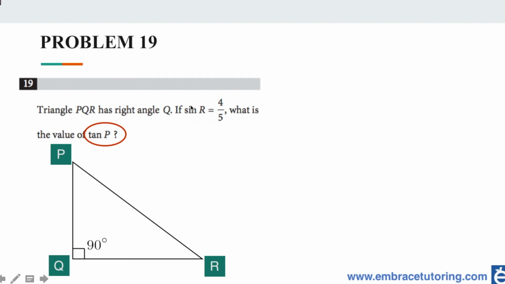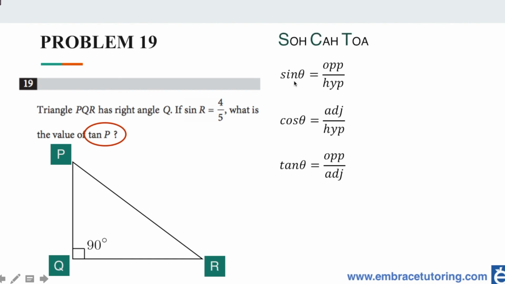It does then say if sine of R equals 4/5, what is the value of tan of P? The moment you see sine or cosine or tangent, you immediately want to recognize SOHCAHTOA. And quick recap: sine of theta equals opposite over hypotenuse, cosine of theta equals adjacent over hypotenuse, and tan of theta equals opposite over adjacent. So the question is asking, what is tan of P if given sine of R is going to equal 4/5? So let's break this down.